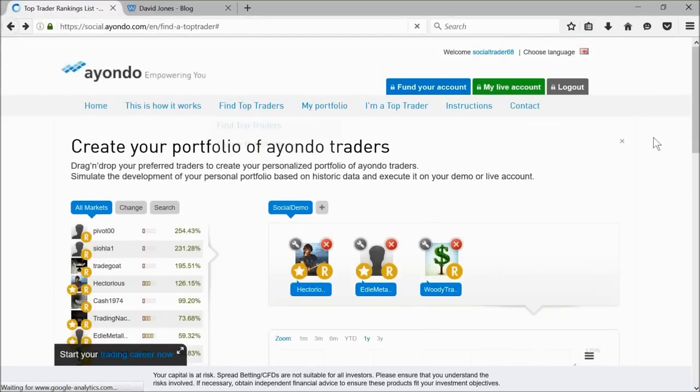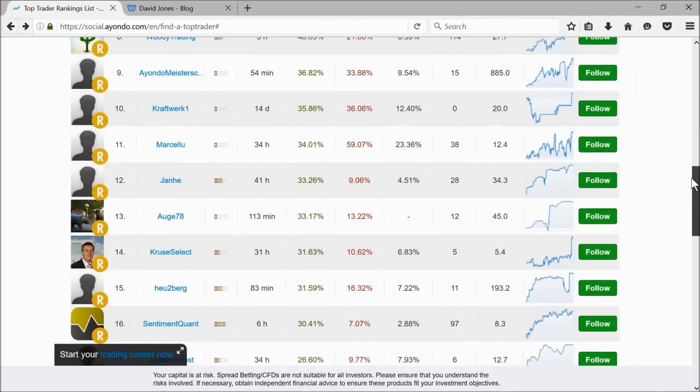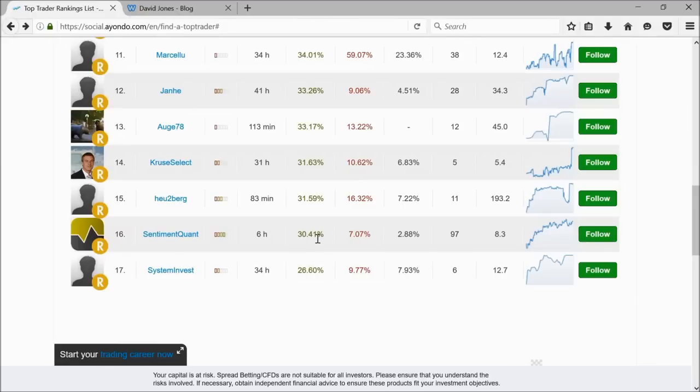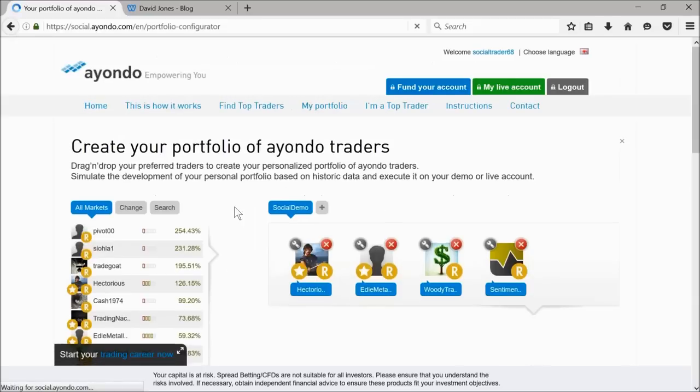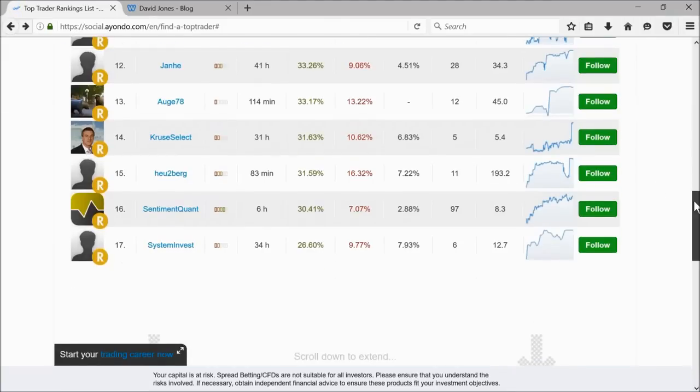And who else can we find? We'll just add 2 more in quickly, then I'll show you a bit more of the workings. Let's find another relatively good chart. Sentiment Quant, 30% return, 7% drawdown, very low monthly volatility. I'm a big fan of low monthly volatility. I think trying to get rich slowly rather than trying to get rich quickly. So let's go back and one more. So one more trader. Who else have we got?